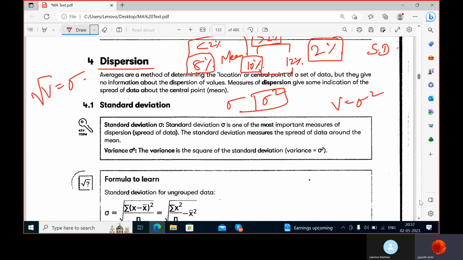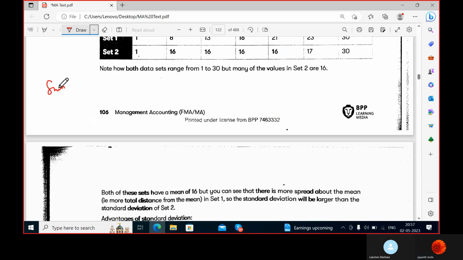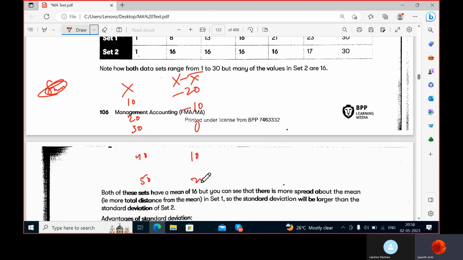There is a property of the mean: the sum of the deviations. Suppose x is your observation. The observations are 10, 20, 30, 40, 50, and you found the mean for this. The mean is 30. x minus x bar is the deviation from the mean. So 10 is how much away from the mean? 20 numbers below 30. Correct, sir. Then 10, 0, then 10, 20. So if I take the summation, the summation of the deviations from the mean is always equal to 0.